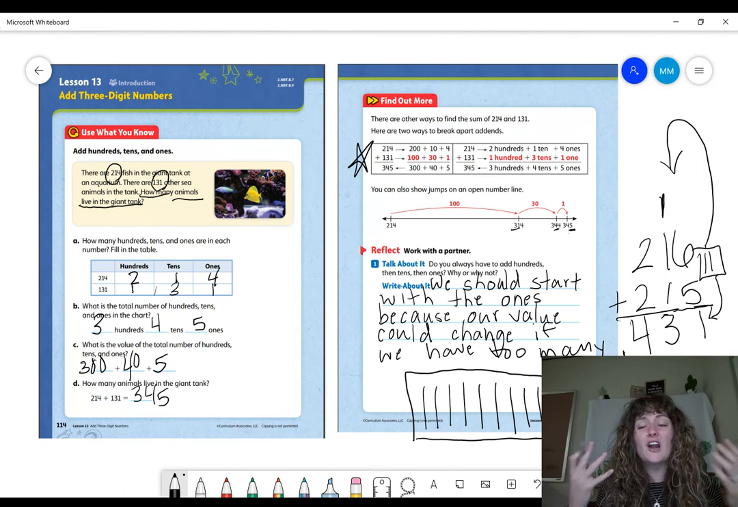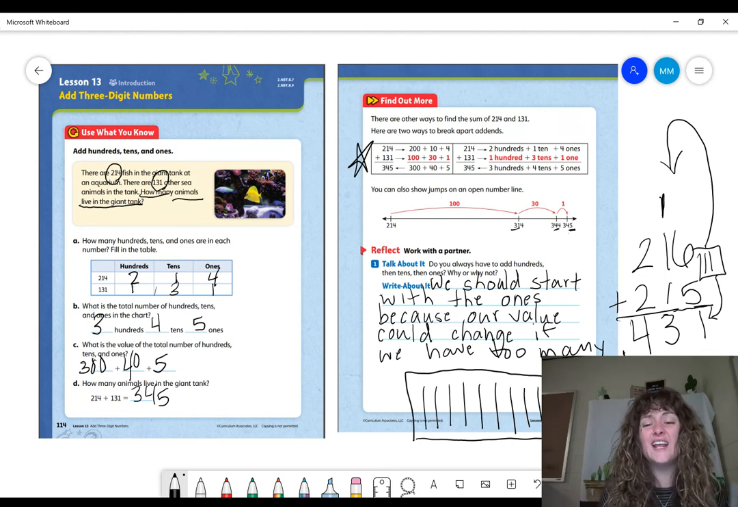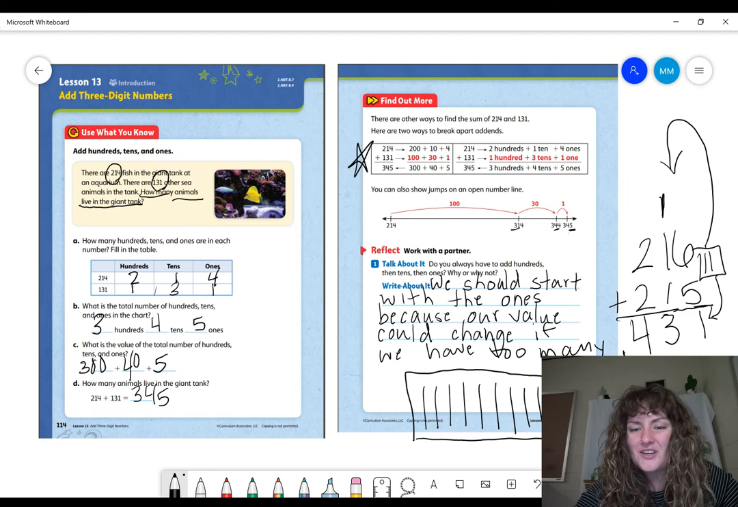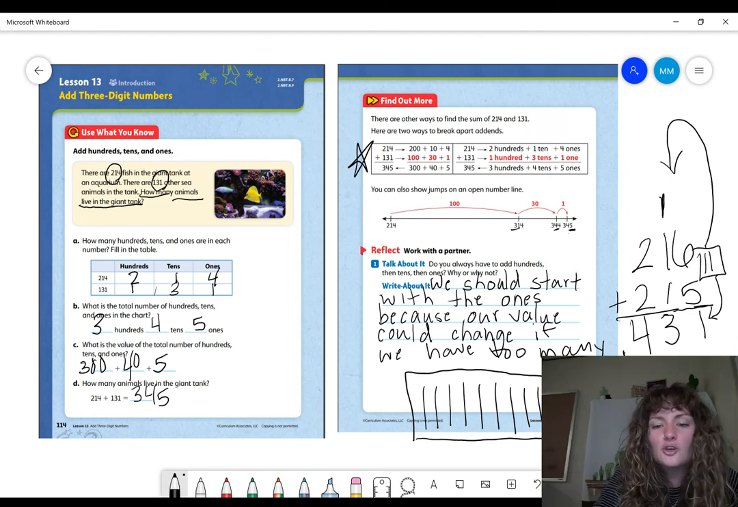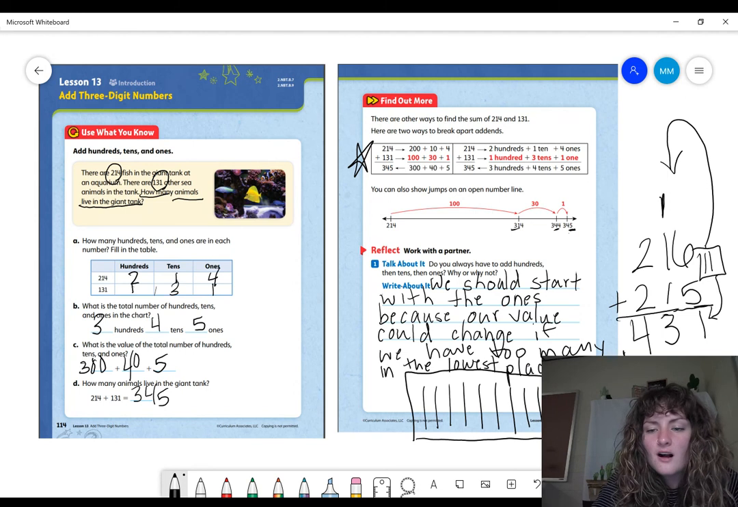So when we are adding, we should always start with the lowest place value, because if I have too many tens or too many ones, that could change the entire value of the number. So now Miss Mason has to finish what she started. So we should start with the ones because our value could change if we have too many in the lowest place value.